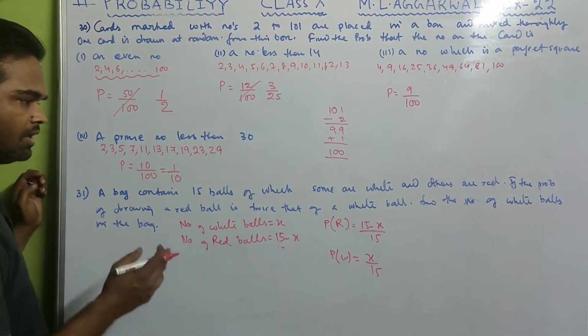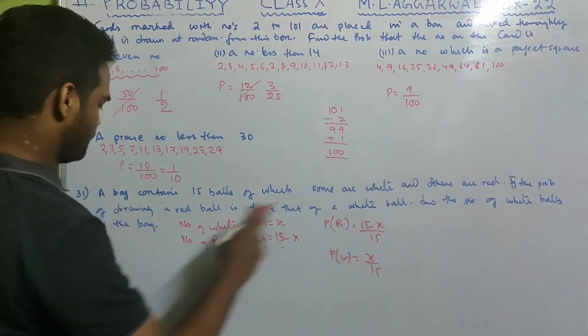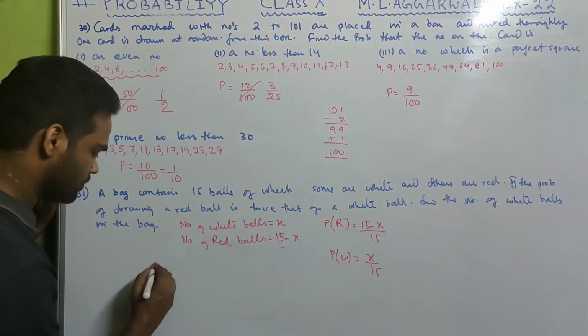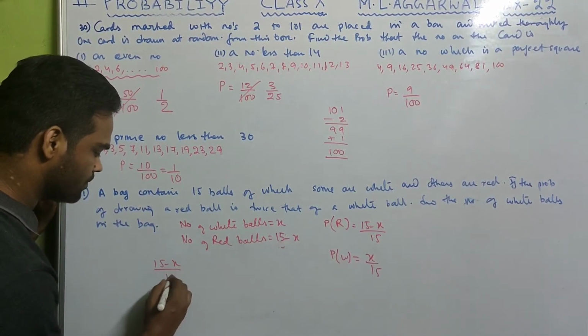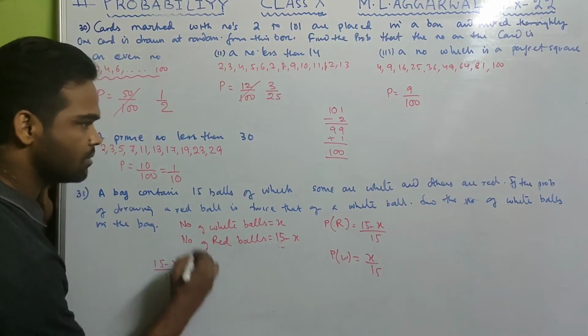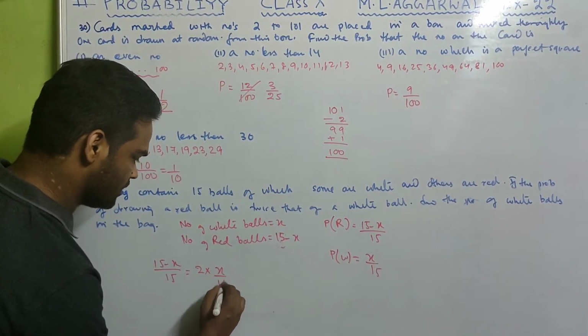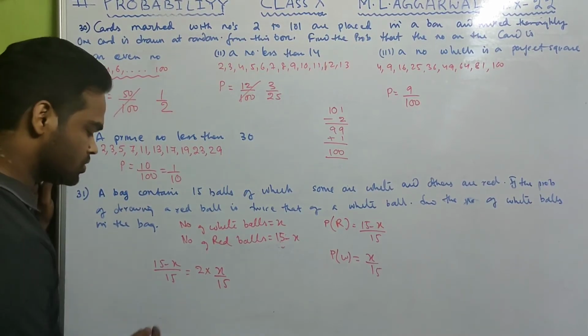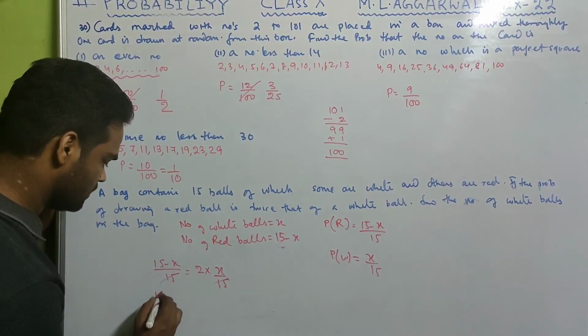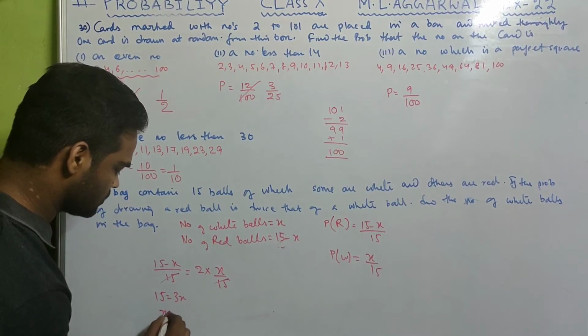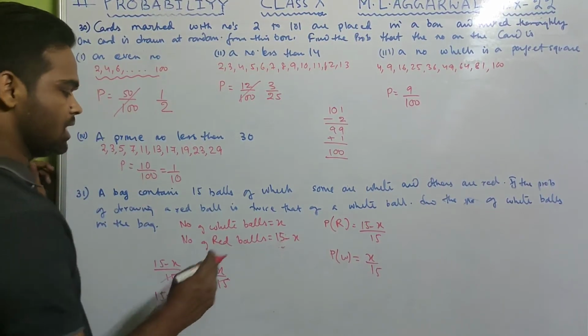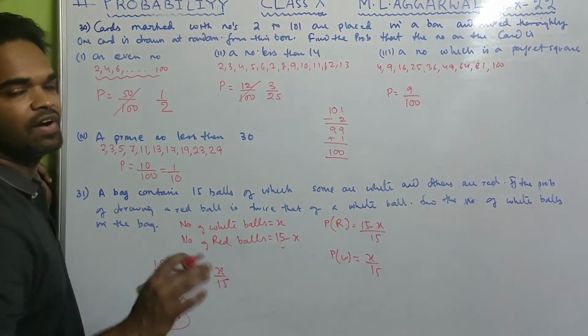Now what the condition is, if the probability of drawing a red ball is twice the probability of drawing the white ball, that's x by 15. So we just need to solve it, so that's 15 equals 3x, x equals 5, which means how many white balls were there? There were 5 white balls.